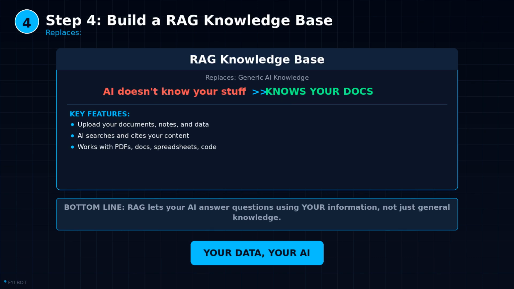Step 4 is the big one. RAG, which stands for Retrieval Augmented Generation. This is what lets your AI assistant actually know your stuff. Here's the problem RAG solves.